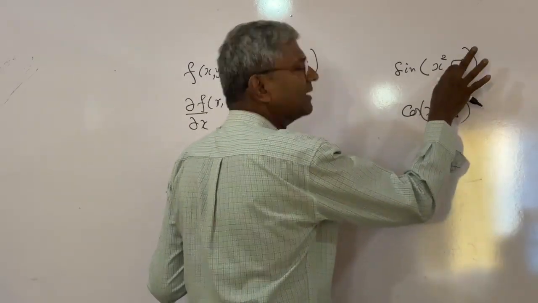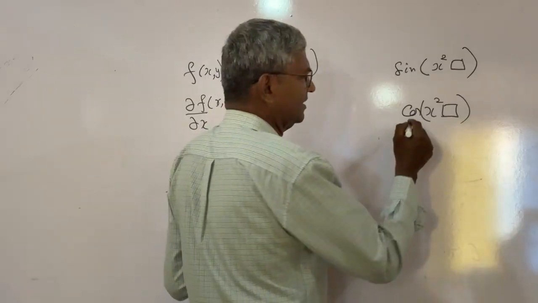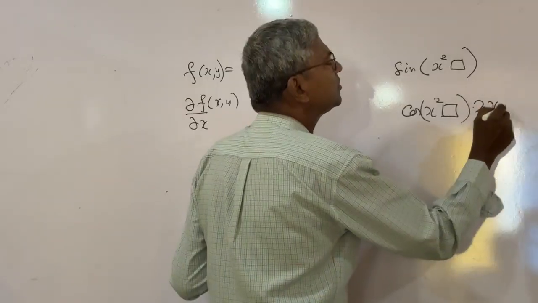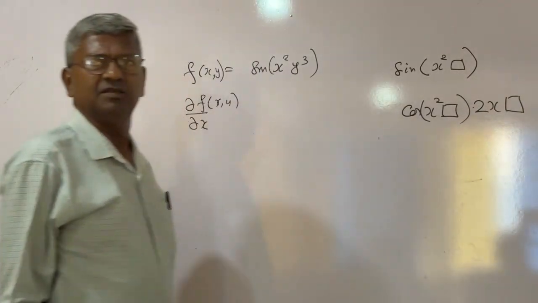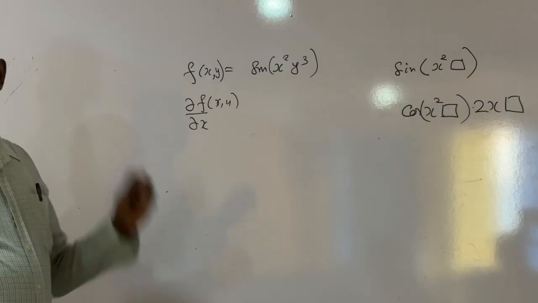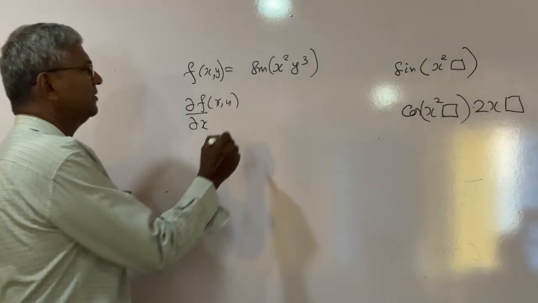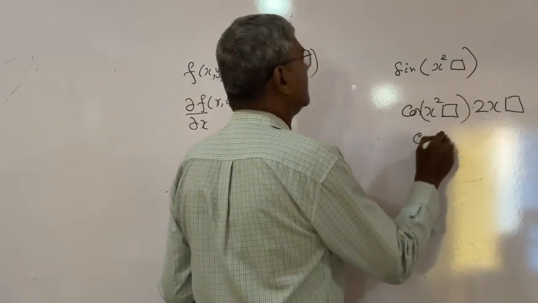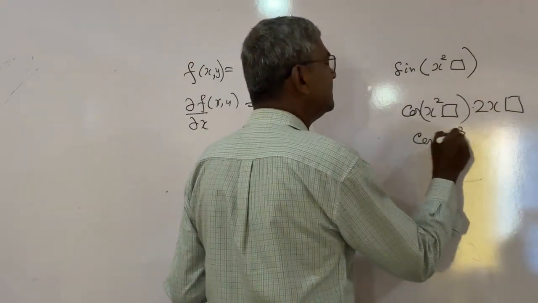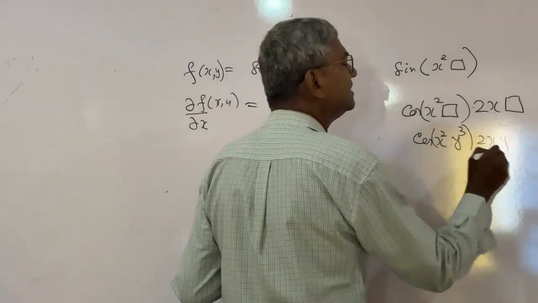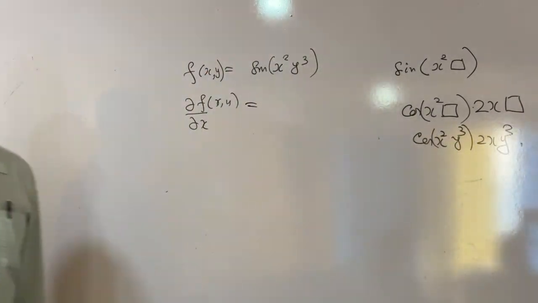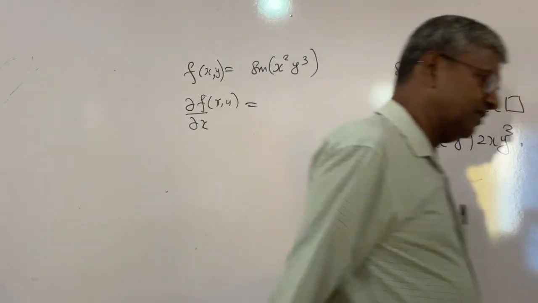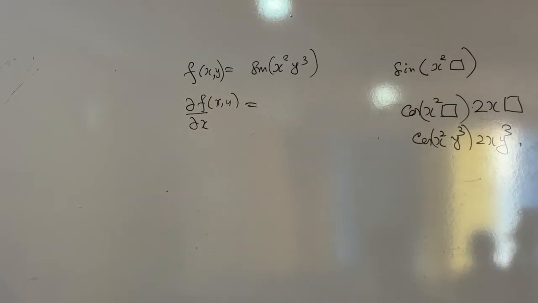If you want, you can write a number even, it's a constant. Then times the derivative of x squared, which is 2x. No big deal. So here you get cos of x squared times y cubed, times 2x y cubed. So when you are differentiating with respect to x, other variables are treated as constants.